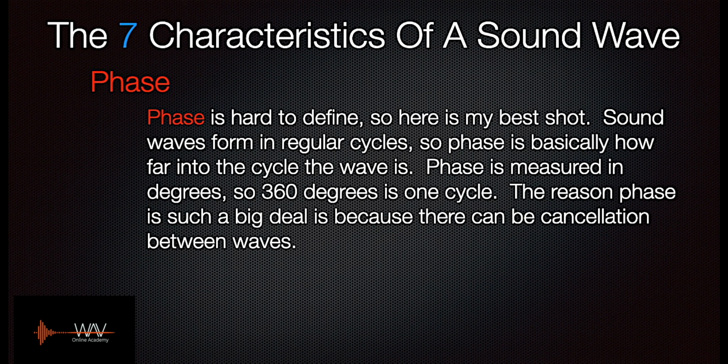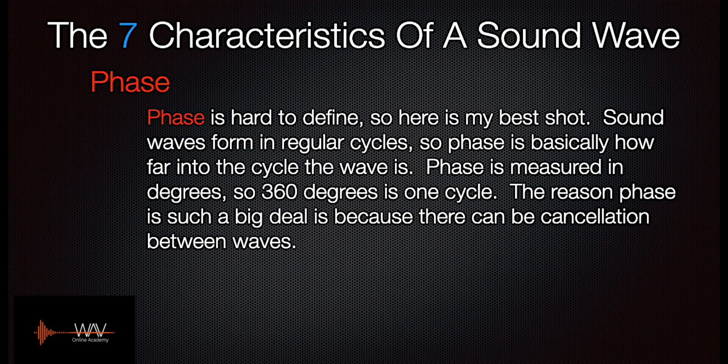And if you can do that halfway through a cycle, divide it in half and put them together, and you've got 360 degrees no matter what kind of wave you have. The reason phase is such a big deal is because there can be what's called phase cancellation between waves. And one of the things you're going to be doing as an audio engineer the most is making sure that everything is as close to in phase as possible.